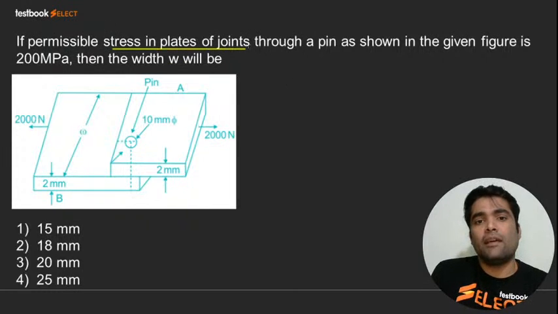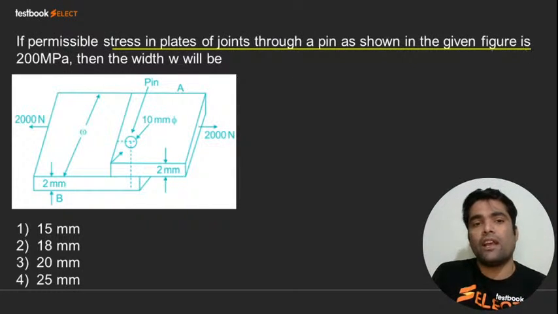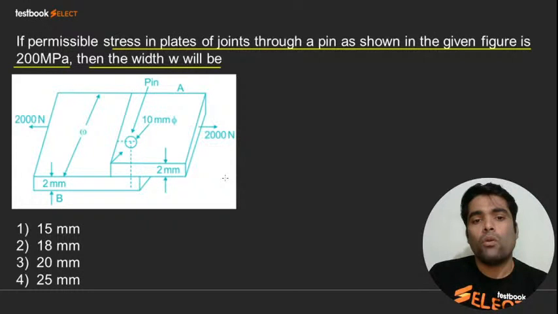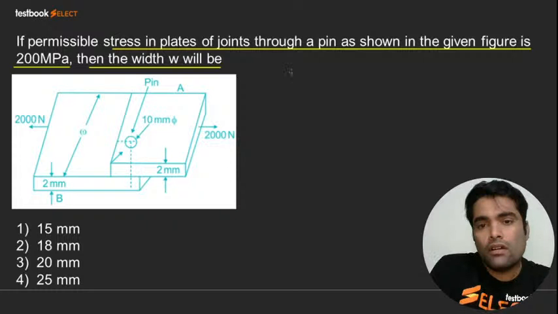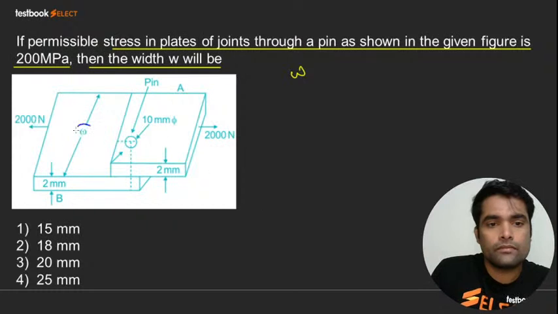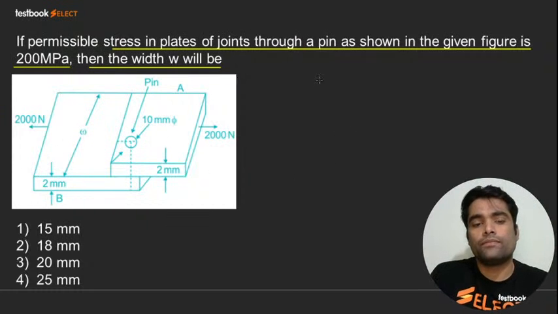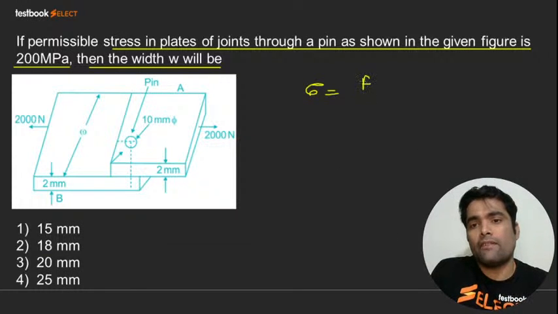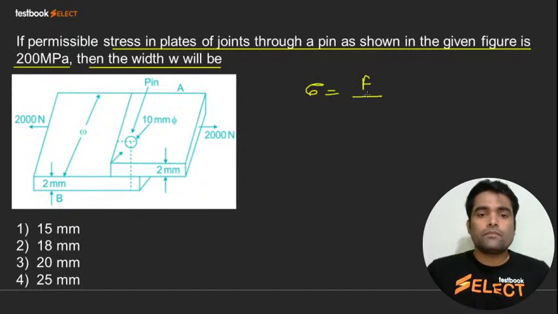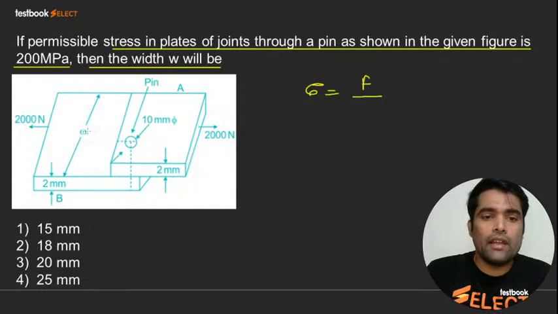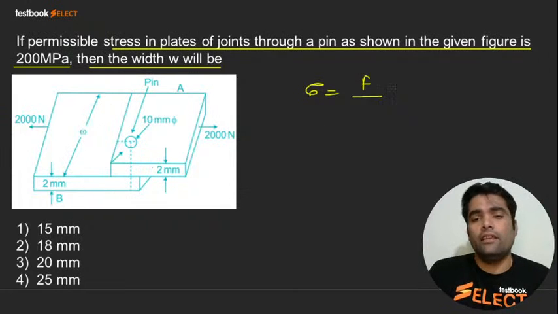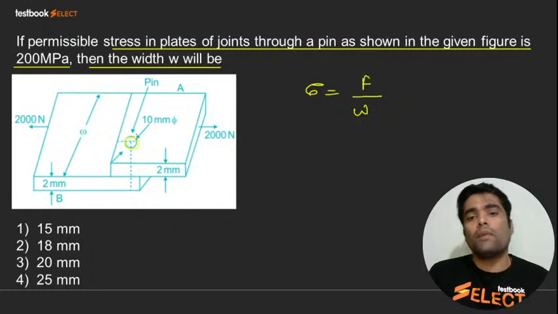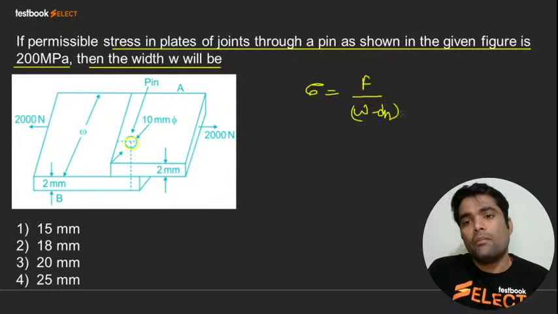If permissible stress in a plate joined through a pin as shown in the given figure is megapascal, then the width W will be. We have to find out this W. My dear, how can you find it out? Stress will be F upon area. What should be the area? Area will be width into thickness, that is T. But my dear, you can see there is a hole in it, so you have to subtract the diameter of the hole, multiplied by T.